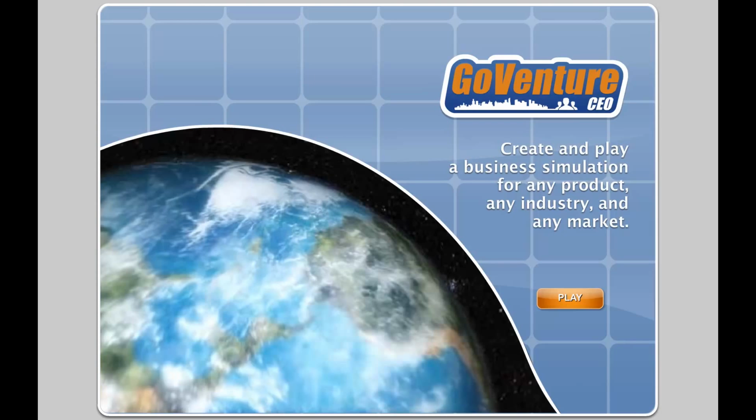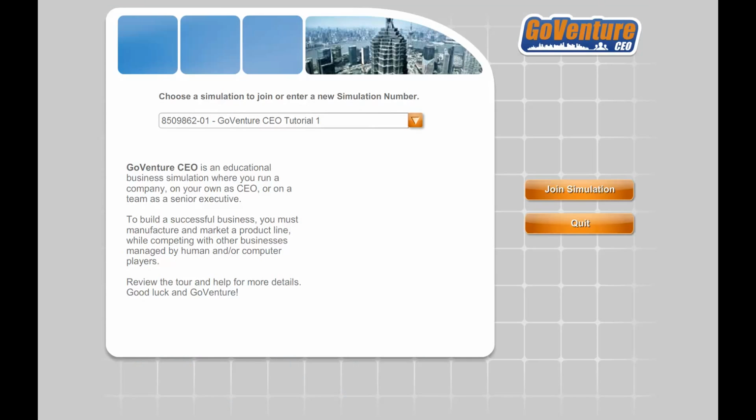Once you have created a logged-in account for GoVenture CEO, you must click play and then choose to join a simulation competition. You need a simulation number in order to join a competition. A simulation number is provided to you by your simulation manager or instructor. The simulation number connects you with the simulation set up by your instructor.